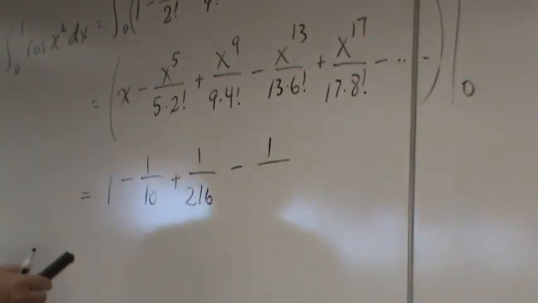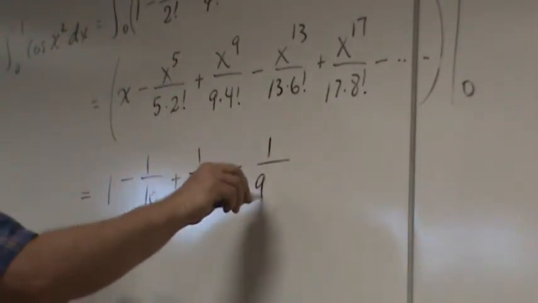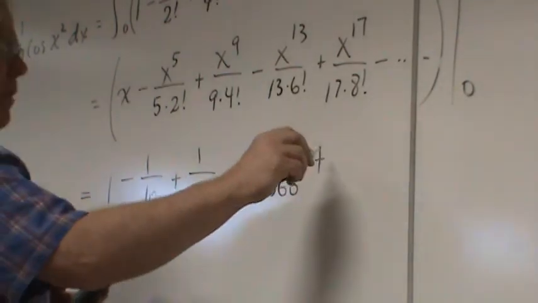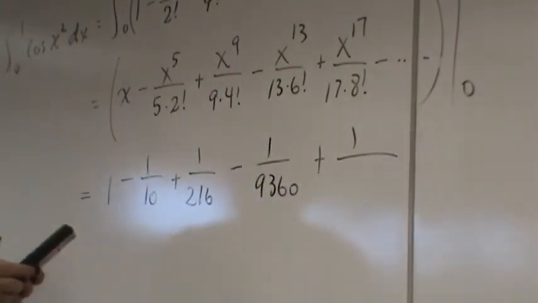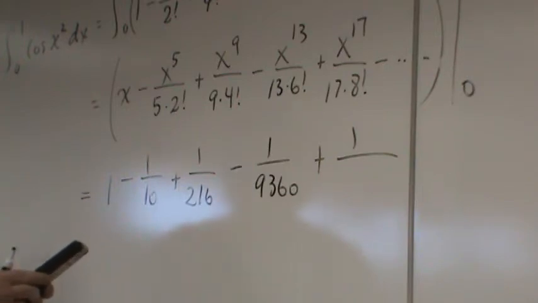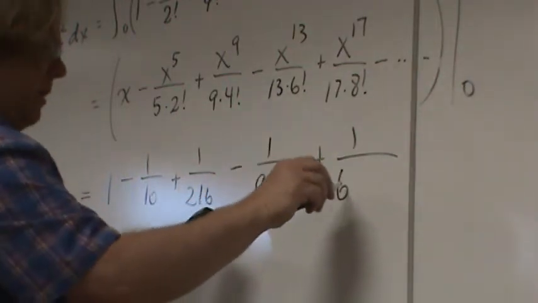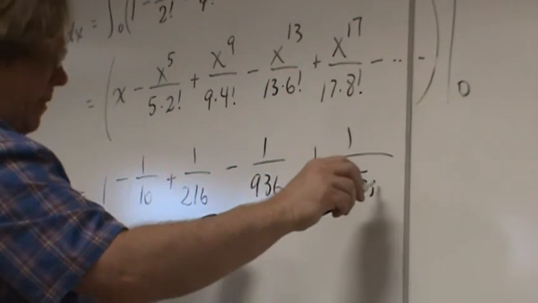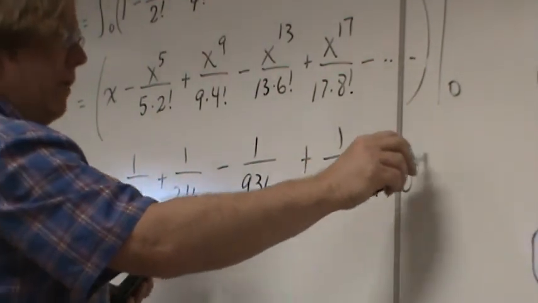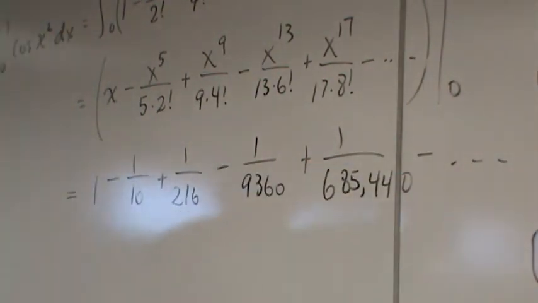I wish it was easier to do factorials on this stupid calculator. So I get 9360 plus 1 over 17 times 8 factorial, which is 685,440 minus, okay? They want my error to be within 1/10,000.